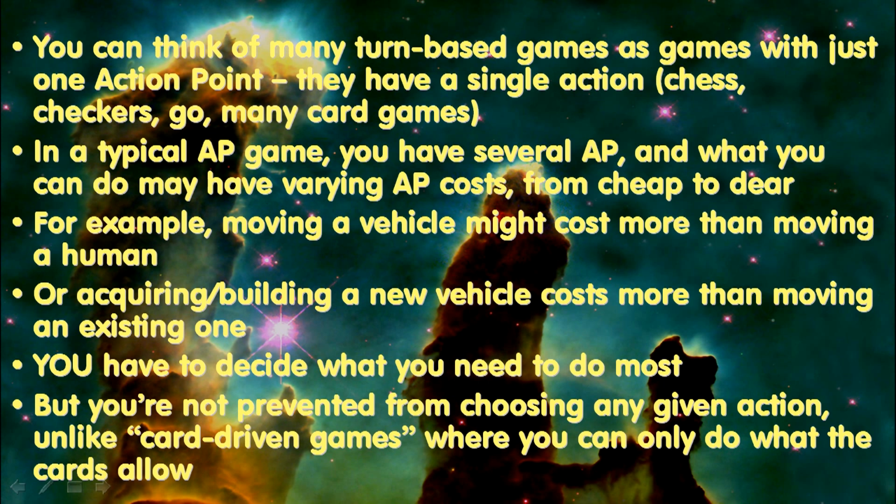In a typical action point game, you have several action points, so that lets you do more than one thing, although the action point cost of what you do varies from cheap to dear. For example, moving a vehicle might cost more than moving a human, or acquiring or building a new vehicle costs more than moving an existing one, or building a new building costs more than building a new vehicle. You, the player, have to decide what you need to do most.